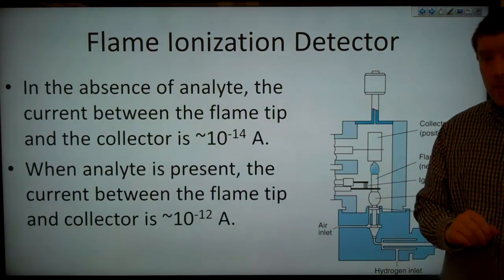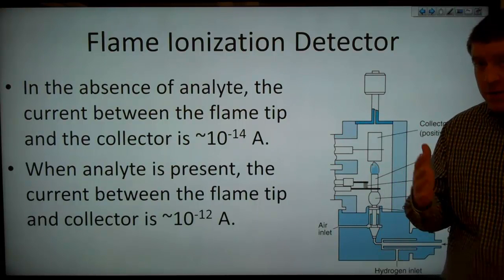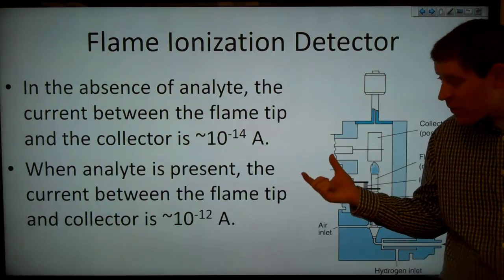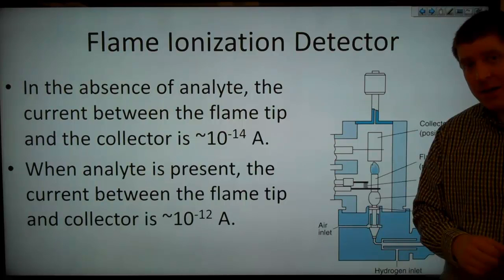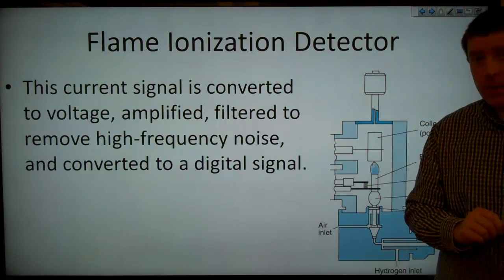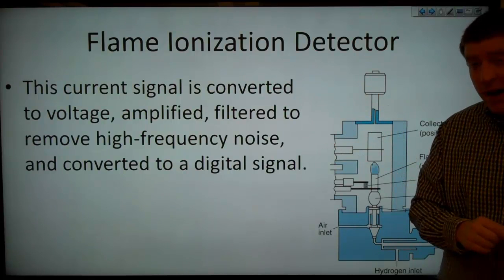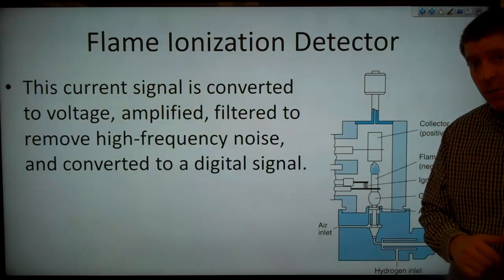tip there. Now, in the absence of analyte, the current between the flame tip and the collector is around 10 to the minus 14 amps. But when analyte is present, then the current between the flame tip and the collector is around 10 to the minus 12 amps. And this current signal is then converted to a voltage, amplified, filtered to remove the high frequency noise, and converted to a digital signal that's then passed on to our computer.